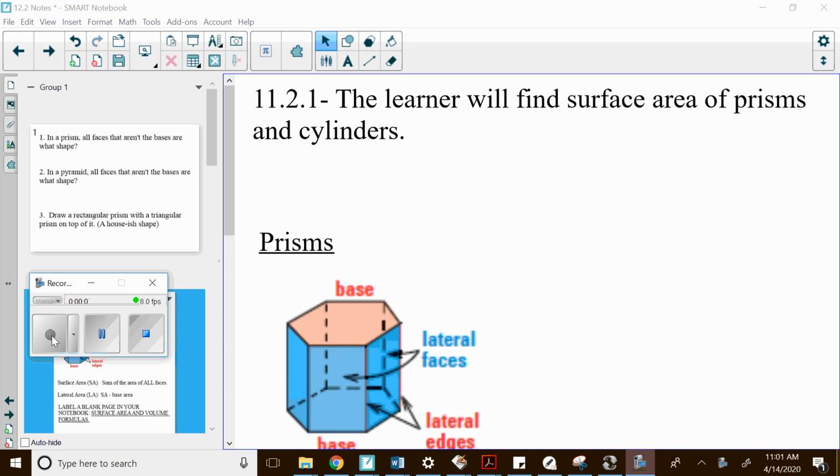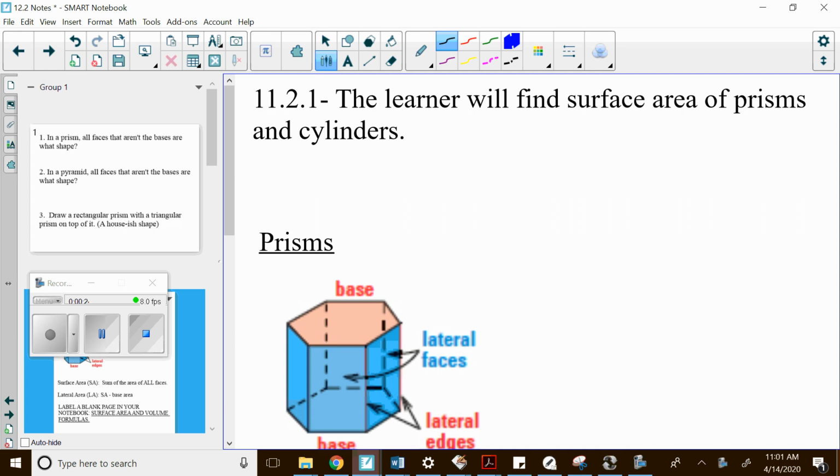This is section 11.2. We're going to find surface area today of prisms and cylinders. Even though a cylinder is not a polyhedra, we can still find the surface area of it. And prisms and cylinders have a lot of similarities to one another, and so that's why they're grouped together.